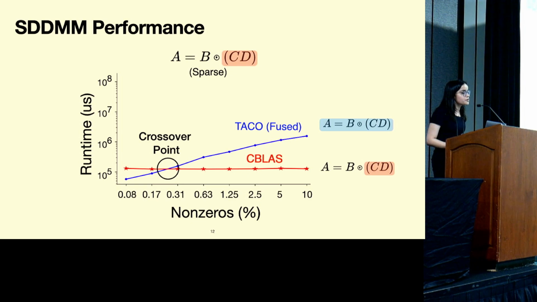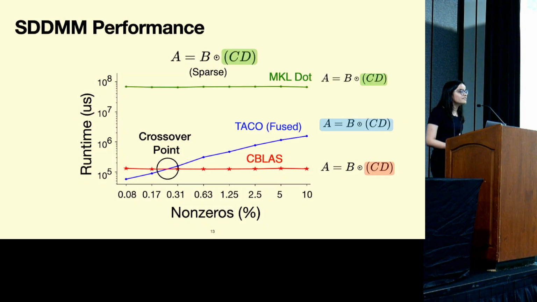And this is because even though it's doing redundant work, which is computing result that will eventually be thrown away, it's still pretty fast. But this is not really the complete story. At the top here, we have a line which represents what the performance would be if we used an MKL dot to compute the CD dense multiplication.